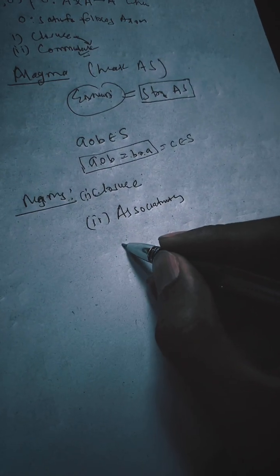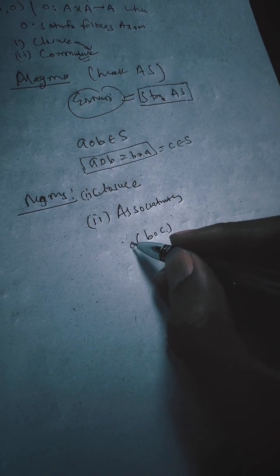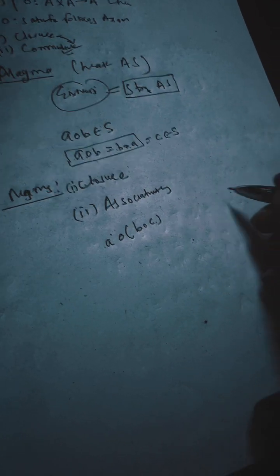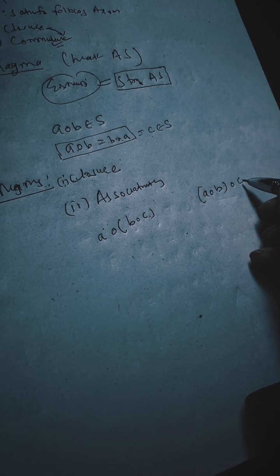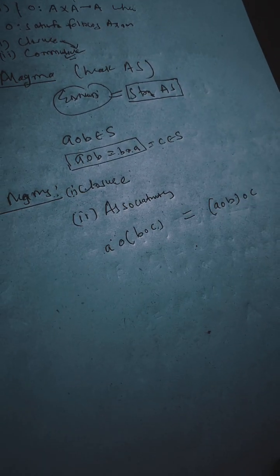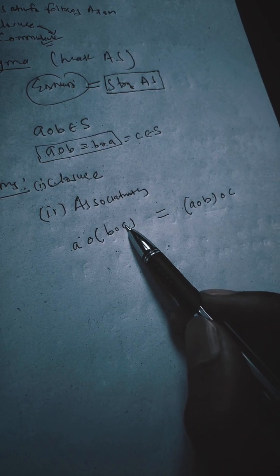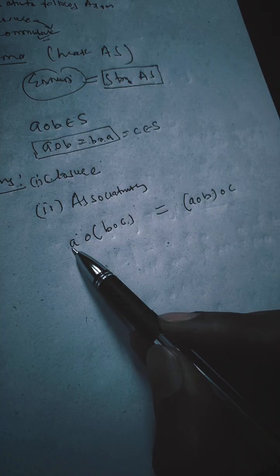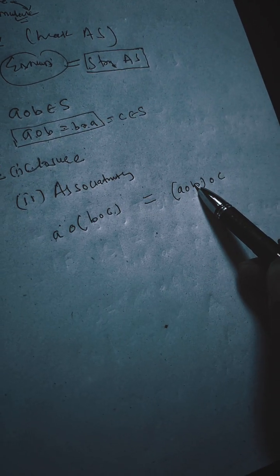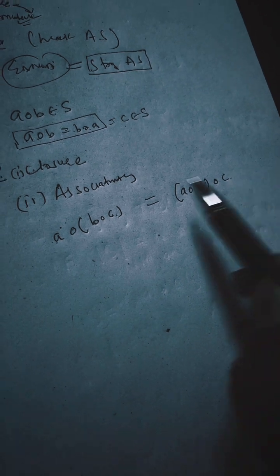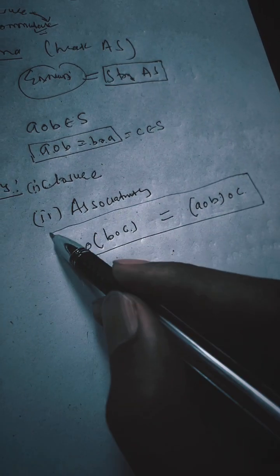Associativity says first combine two elements and then operate with the third element, or combine the first two elements and then operate with the third element, the answer will be the same. It's a very powerful structure. It says combine the second and third element first and then combine with the first element, or combine the first and second element first and then combine with the third element, the answer should be the same. If this is the same, then it is called associativity.